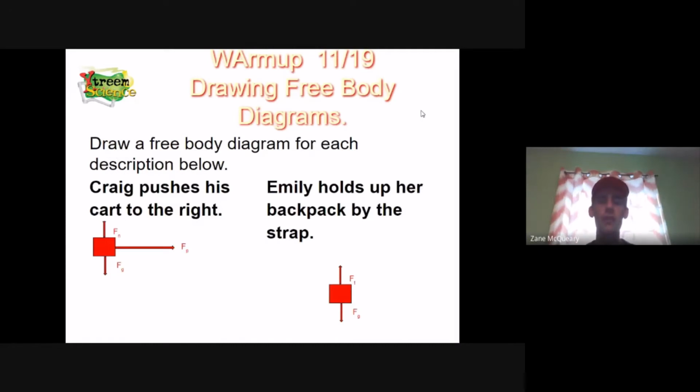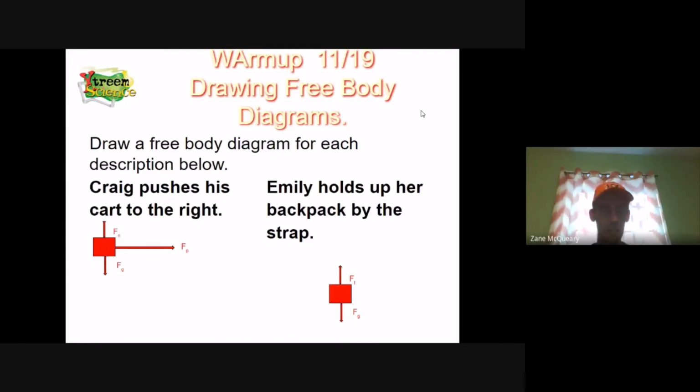We have two more examples when it comes to free body diagrams. Someone pushing a cart to the right and someone holding a backpack up by the strap. In the first example, we have the normal force that acts against gravity. And because the cart is on the level surface, normal force is going to be pointing straight up. And then we have the push that's facing to the right.